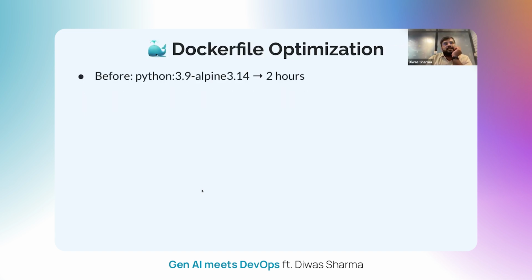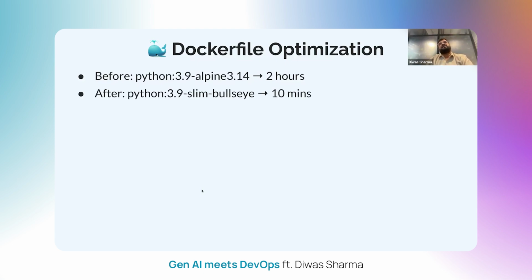Dockerfile optimization. So, as I told you before, there was a particular deployment which used to take almost 2 hours, and it was working on Alpine 3.14, and we didn't go for anything else. So the use case was as simple as that. We saw that a particular deployment takes almost 2 hours to deploy, and we just took the Dockerfile and pasted it on GPT, and eventually the suggestions brought it down to 10 minutes.